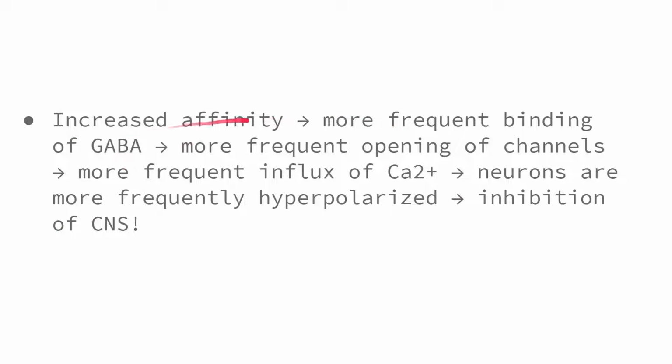If we have an increased affinity of GABA to the receptor, this will lead to more frequent binding of GABA. And when GABA binds more frequently, there's going to be more frequent opening of the channels, which means إنه the channels راح تضلها تفتح أكثر وأكثر. There's going to be more frequent influx of calcium. بما إنه الجابا عم بيرتبط برate أكثر من العادة, which means the channels are going to be open for a longer period of time, which means إنه more calcium will be able to enter into the neurons. So the neurons are more frequently hyperpolarized, and this will lead to inhibition of the central nervous system.